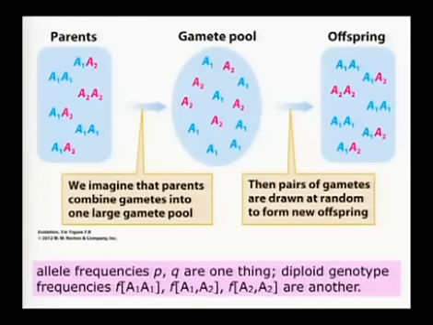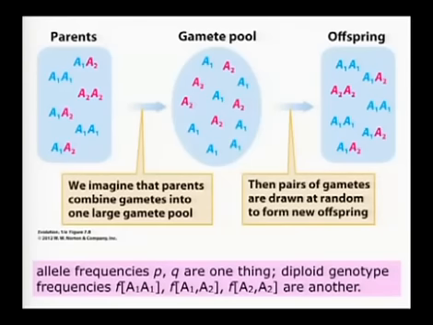So allele frequencies we usually denote as P and Q. Like the allele frequency of A1 in the population is P, and the allele frequency of A2 is Q. And that's one thing to think about. And that's different from thinking about the diploid genotype frequencies. And you can get from one to the other pretty easily.